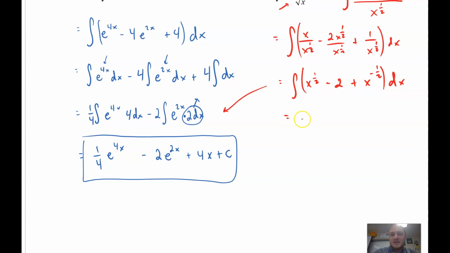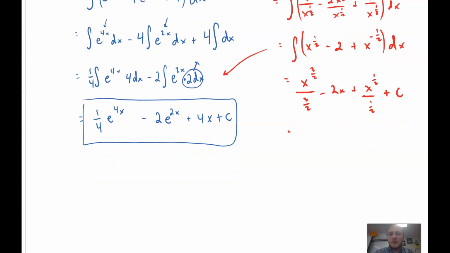So this gives us x to the power of 3/2 divided by 3/2, minus 2x, plus x to the power of 1/2 divided by 1/2, plus c, right? And if I just want to clean this up, especially if this was a definite integral, we get 2/3 x to the 3/2 minus 2x plus 2x to the 1/2 plus c. And there you have it.